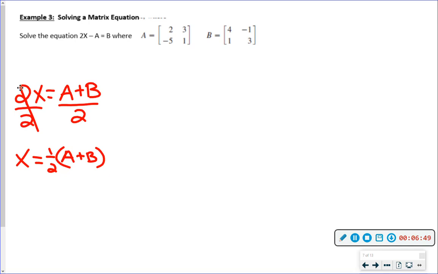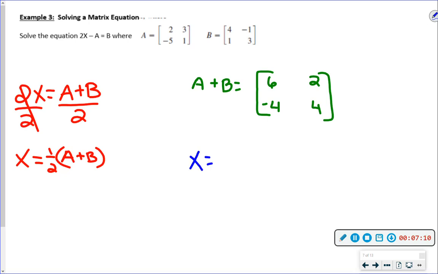So first I'm going to do A plus B. Let's start with that. So I'm just going to add my corresponding entries. 2 plus 4, negative 5 plus 1, 3 plus negative 1, 1 plus 3. And then to get our final answer for x, we're going to run a half through that. And again, can you do all of this in one step in mental math? Sure. I'm just separating it out for your notes here. So half of 6, half of negative 4, half of 2, half of 4. Gotta love this section, okay?